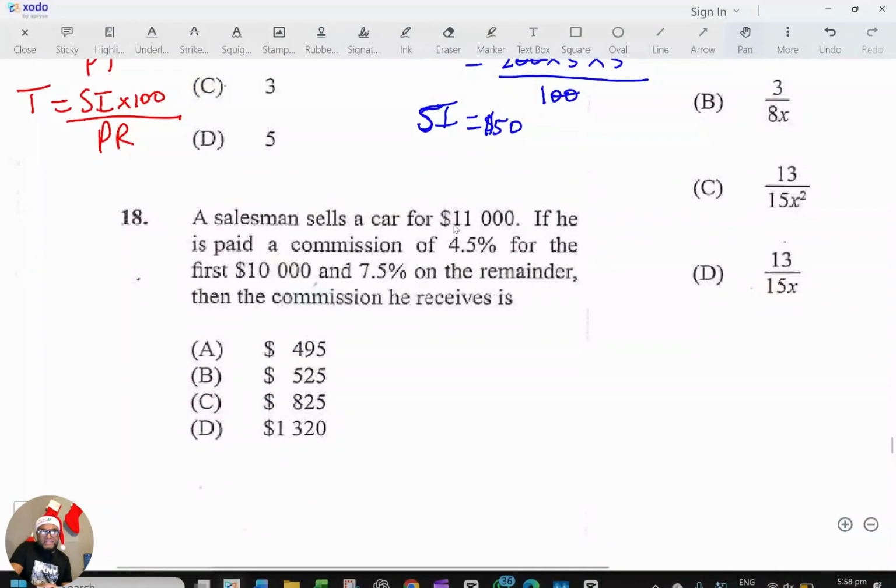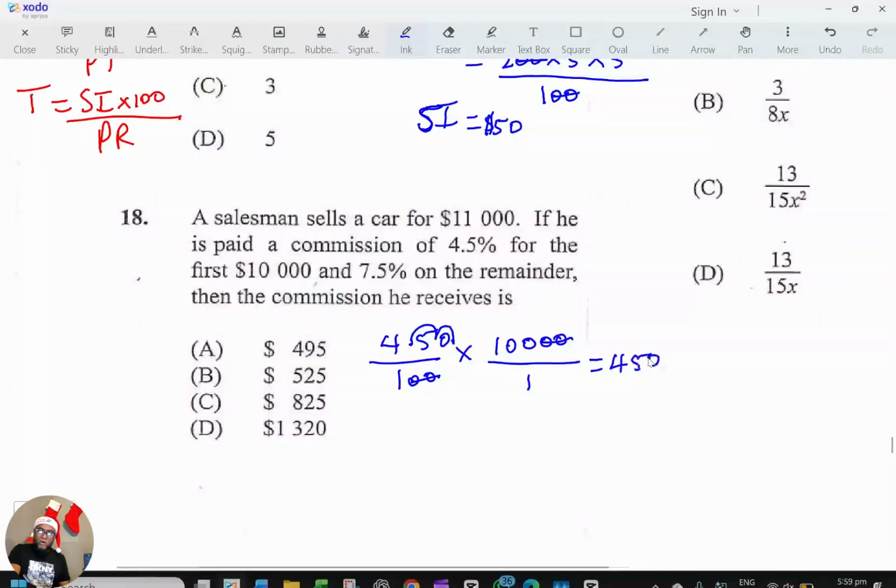A salesman sells a car at $11,000, right? If he is paid a commission of 4.5% for the first 10,000, so he is paid 4.5 over 100 multiplied by 10,000. That is what he is paid for the first 10,000. We don't even have to read the second part of the question yet. These zeros cancel. It'll be 4.5 multiplied by 100, which means you're moving your point twice to the right. So this here would be 450.